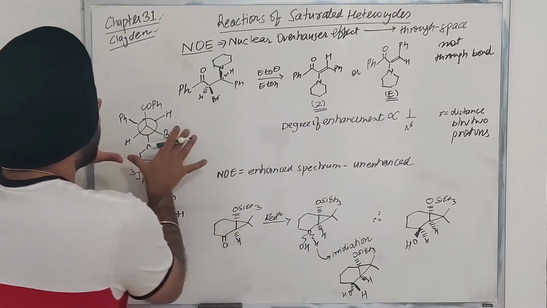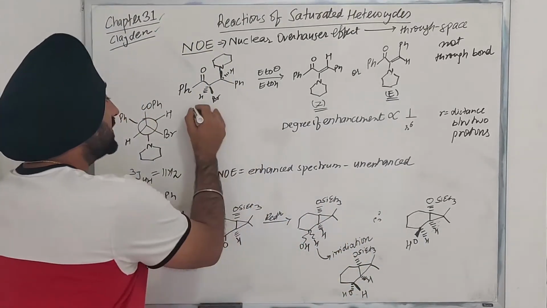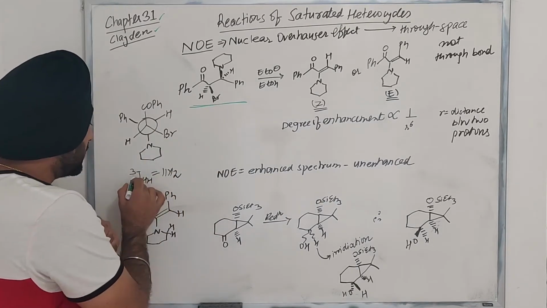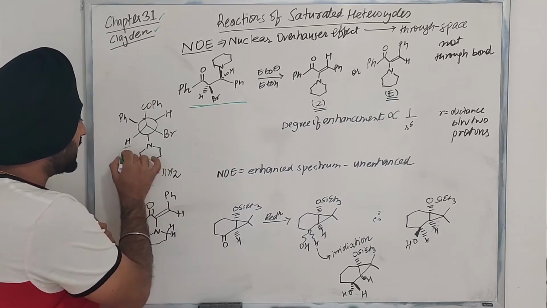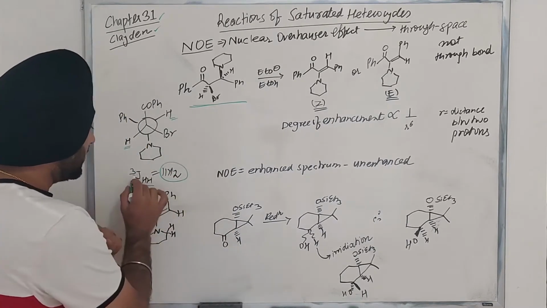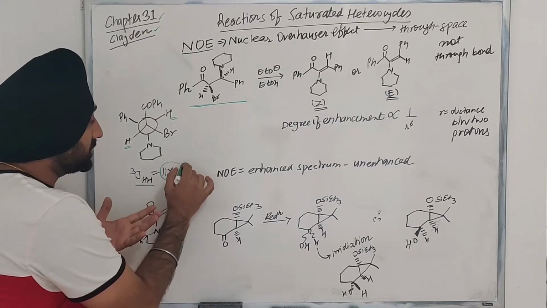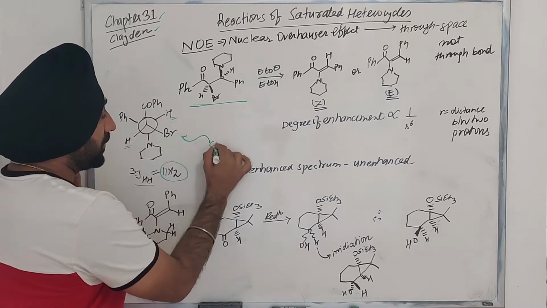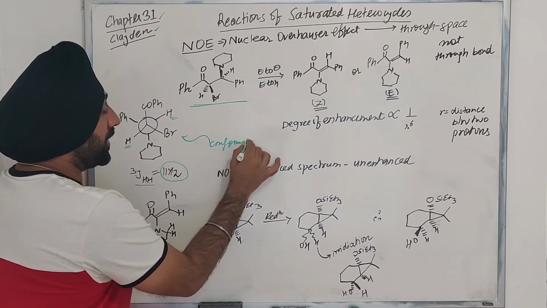Let us suppose, let's take an example. Here they have discussed this particular compound, okay? And what they have found is that the coupling constant between these hydrogens is 11 hertz. So this clearly reflects that both the hydrogens are trans to each other. So if we draw its Newman conformation, this is the preferred conformation.